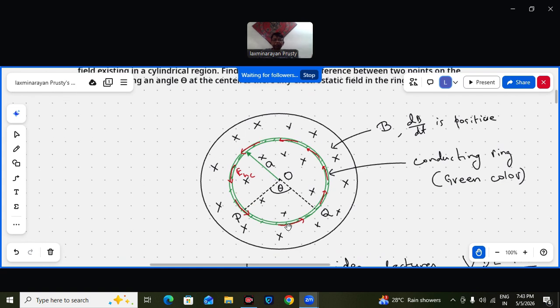So in the diagram you can see this is B pointing into the plane. dB by dt positive means increasing. If it is increasing, then a non-conservative electric field will appear in an anti-clockwise manner. You must have seen this in our earlier lectures.